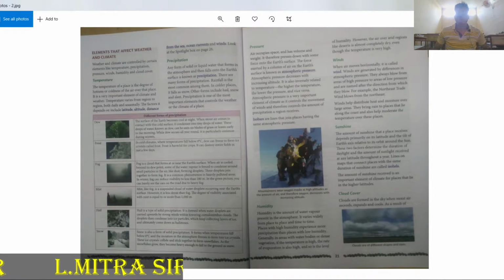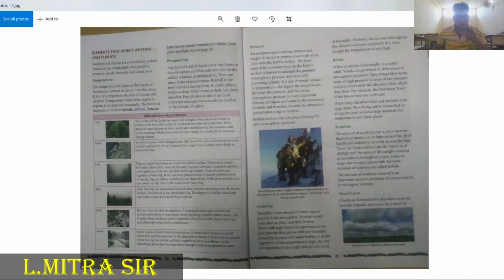Then come to another factor, that is altitude. Altitude means the total height from the mean sea level. Mean sea level is considered 0. So if we say the height of Mount Everest is 8,848 meters, that height is from the sea level, from the 0. Sea level is always considered as 0. So altitude is a factor.